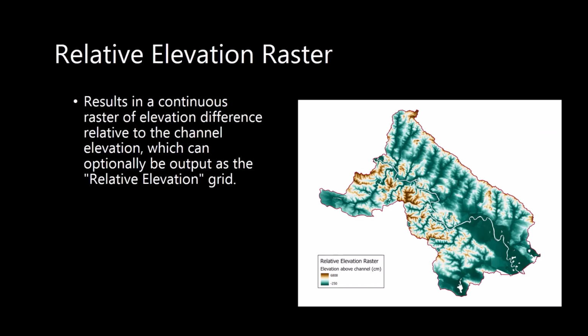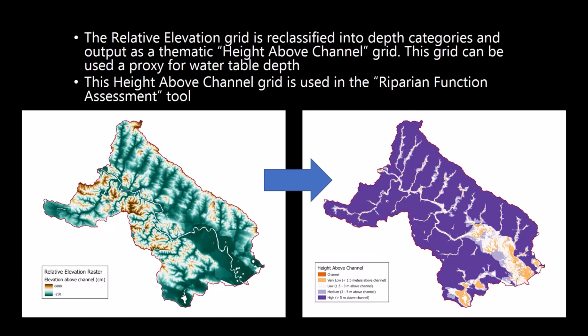The relative elevation raster is a continuous raster of elevation difference relative to the channel elevation. Basically, from the channel, how high is everything around it? The relative elevation grid is reclassified into depth categories, and this is what makes our height above channel grid. It can be used as a proxy for water table depth.